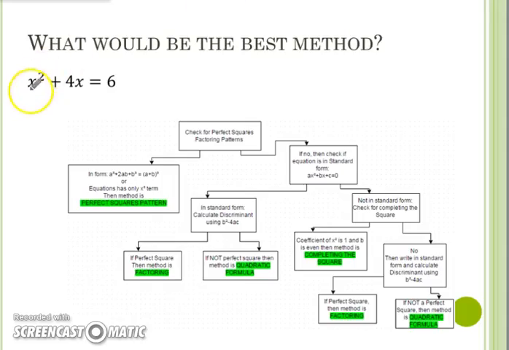Another example, I have x squared plus 4x equals 6. So starting off here, check for perfect squares factoring pattern. It's not in the perfect squares factoring pattern, and I don't only have an x squared term, so I would want to follow this path. So then check the equation is in standard form. My equation here is not in standard form because standard form looks like ax squared plus bx plus c equals 0. So since it's not in standard form, I would continue down this path.